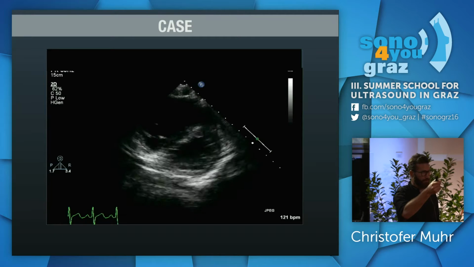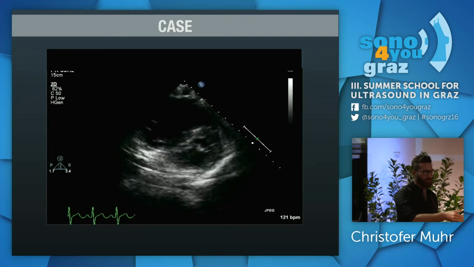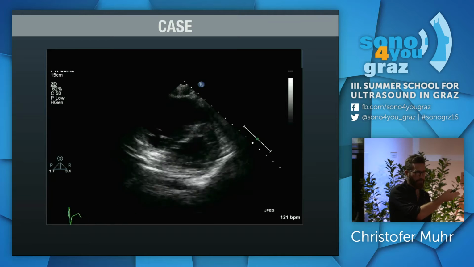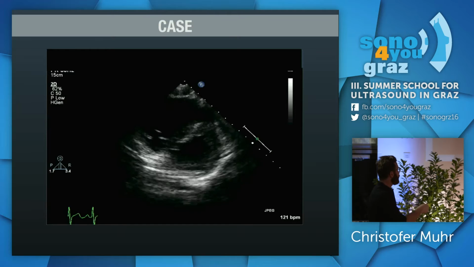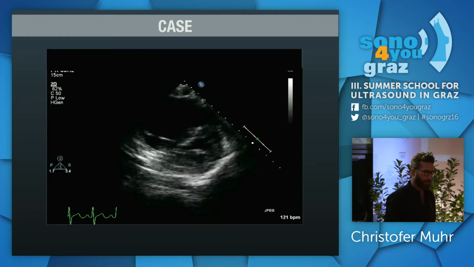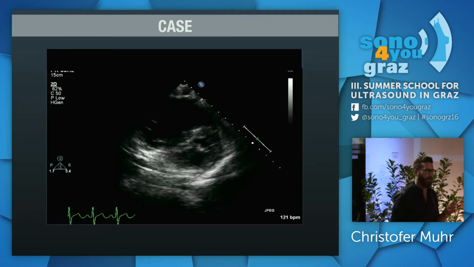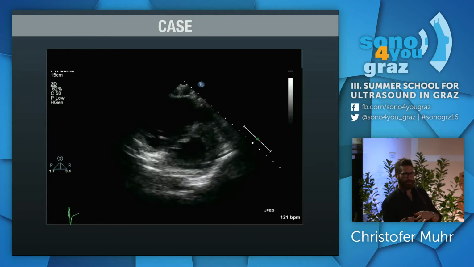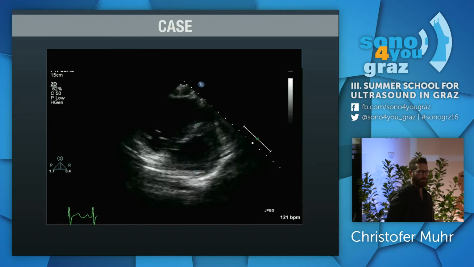Then we just turn the probe 90 degrees clockwise. In the same footprint, we don't move the probe, we just turn it 90 degrees clockwise. And what do you see? What do we call this sign? D-shaped sign. That's caused by the pressure in the right ventricle being higher in diastole than in the left ventricle, right? So the septum can't relax into the right ventricle as it usually does. Okay?